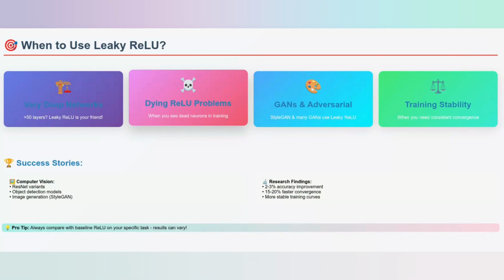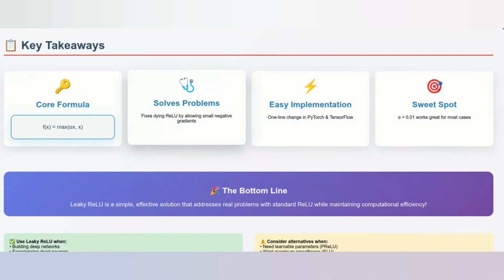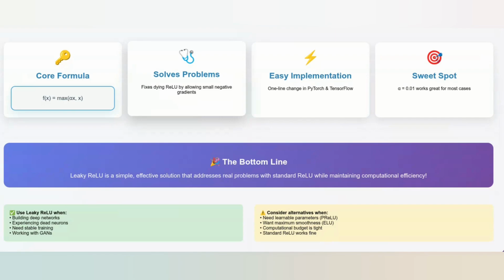Pro tips: 1. Start with alpha equals 0.01, adjust if needed. 2. Monitor dead neuron percentage during training. 3. Consider PReLU for very deep networks. 4. Always compare with baseline ReLU on your specific task. Watch out for: don't use alpha greater than 0.3 unless you have a good reason. Be careful in very sparse activation scenarios and monitor computational overhead in mobile deployments.